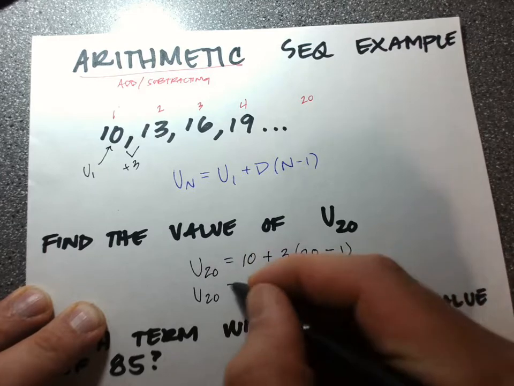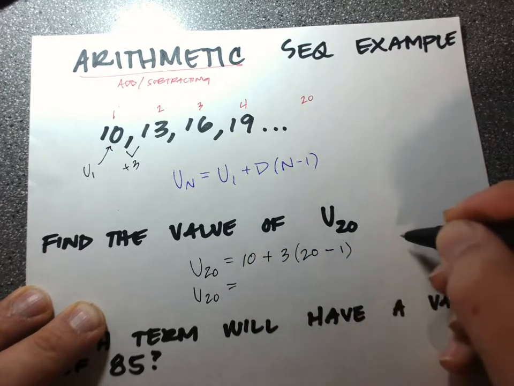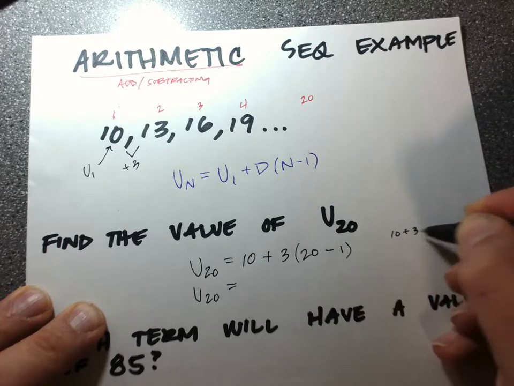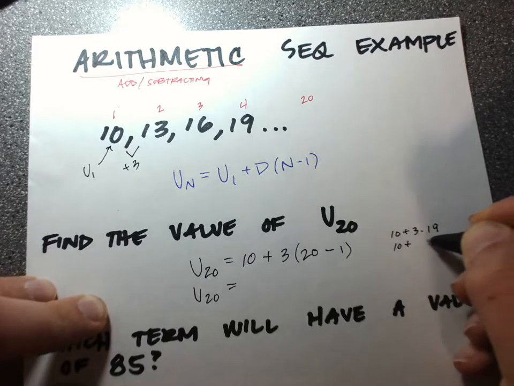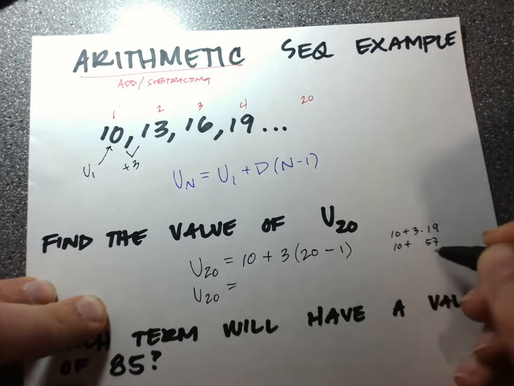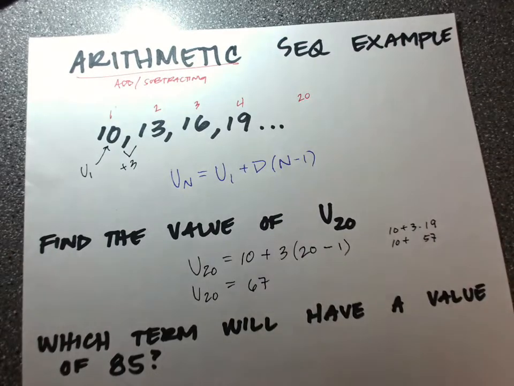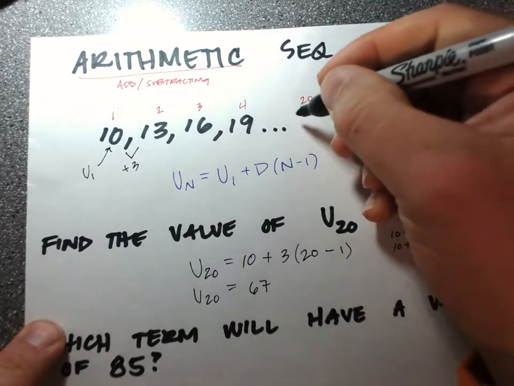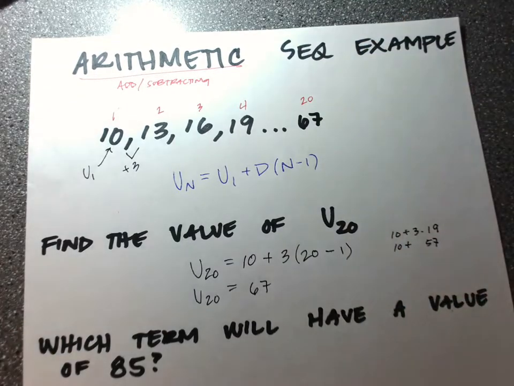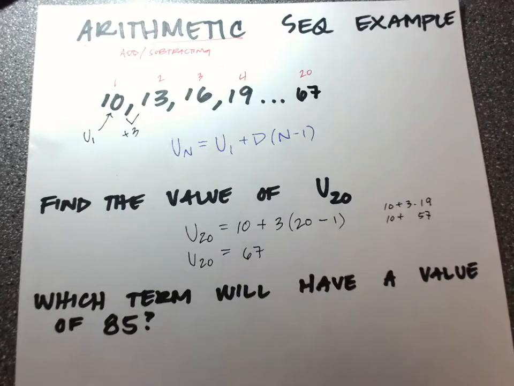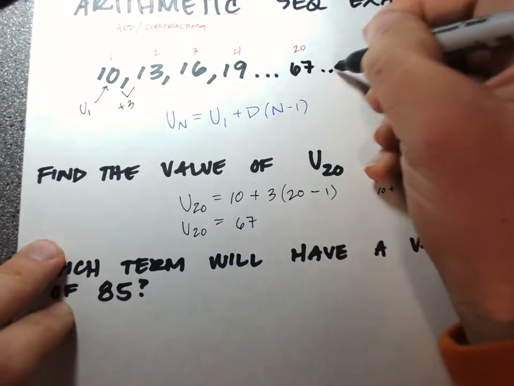Now, that's a straight calculation. U20 then has a value of, order of operations, we're going to do 10 plus 3 times 19, which is 10 plus 57, which is 67. Okay. So later on in the sequence, the 20th value in the sequence will itself have a value of 67.